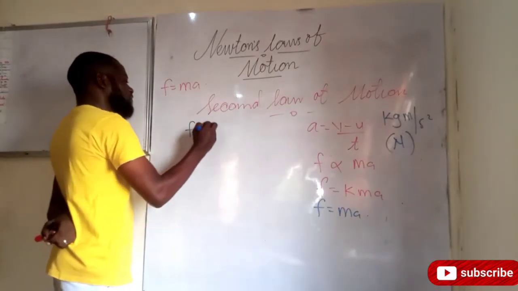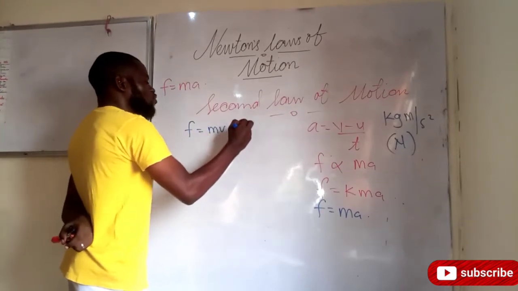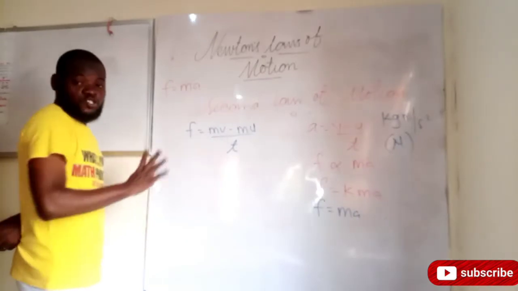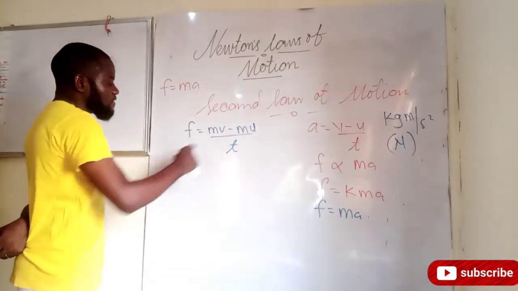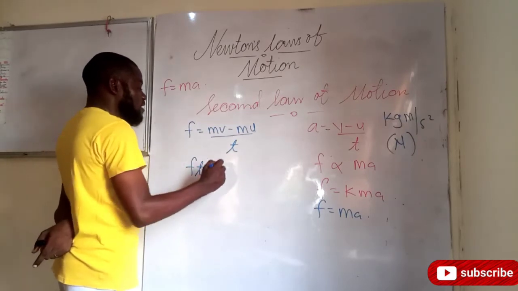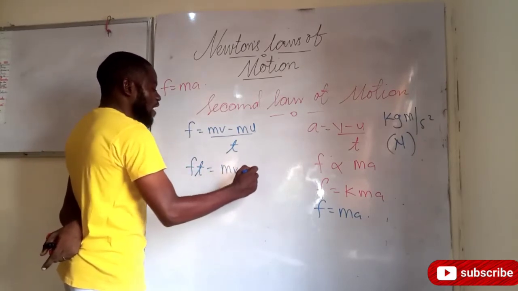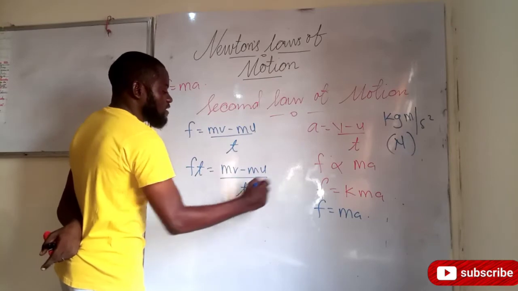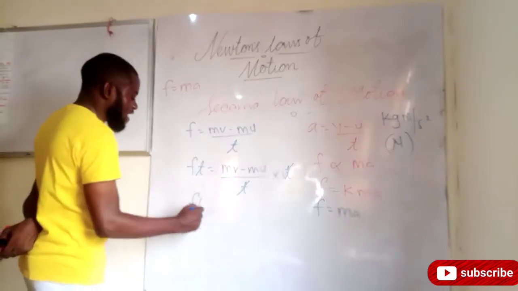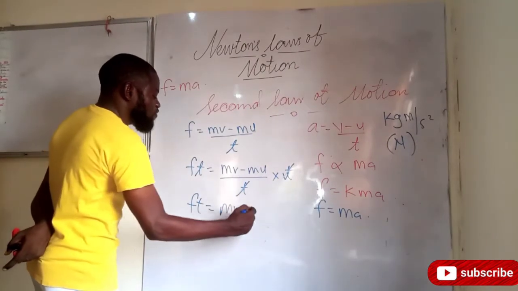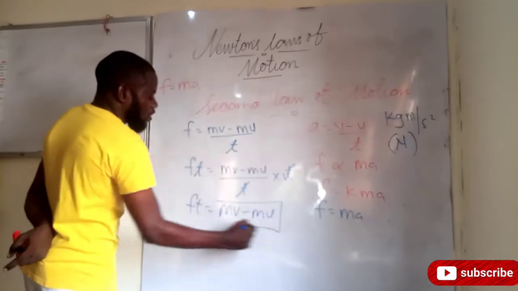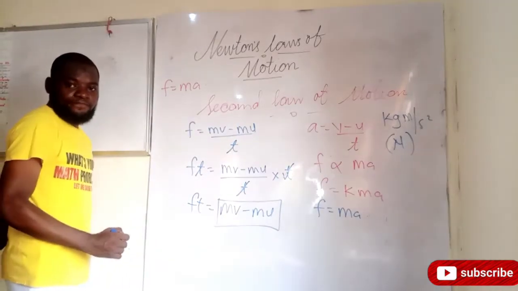I have that F is equal to mv minus mu all over t, initially if k is equal to 1. Agree with me? If I multiply both sides of this equation by t, I'll have that Ft is equal to mv minus mu all over t times t. Hence, this and this would cancel. So I have that Ft is equal to mv minus mu. And mv minus mu is called the change in momentum. Are we there now?